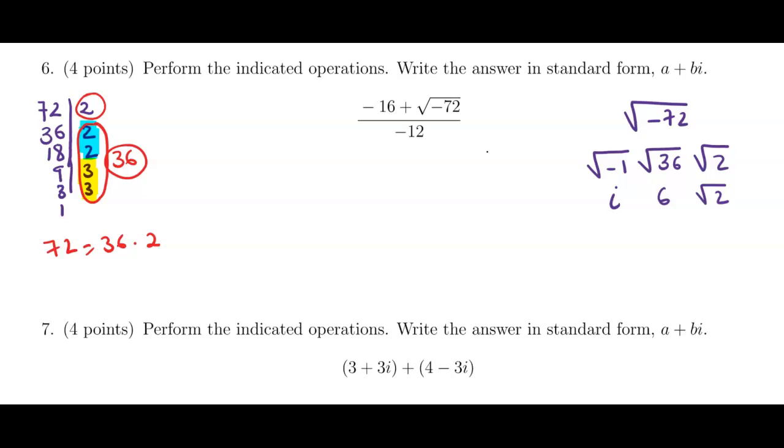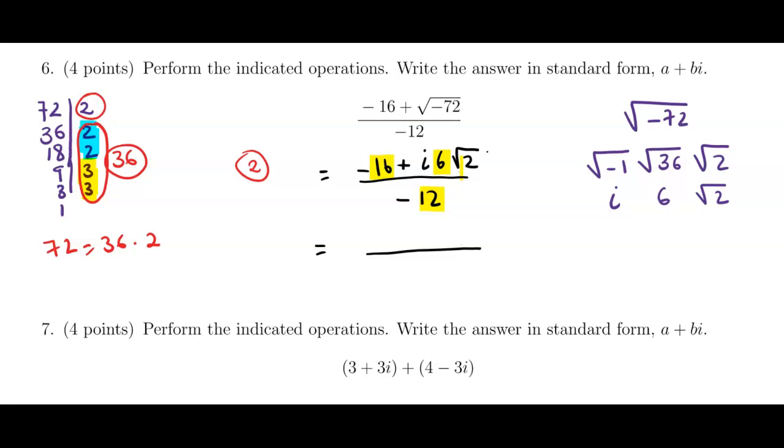Now, going back to our question, this would equal minus 16 plus i6 radical 2, all divided by minus 12. Remember that we said in this expression you have to simplify everything at the same time. So the numbers are 16, 6, and 12. What is the number that divides all three at the same time? That will be 2. So you're going to divide everything by 2.